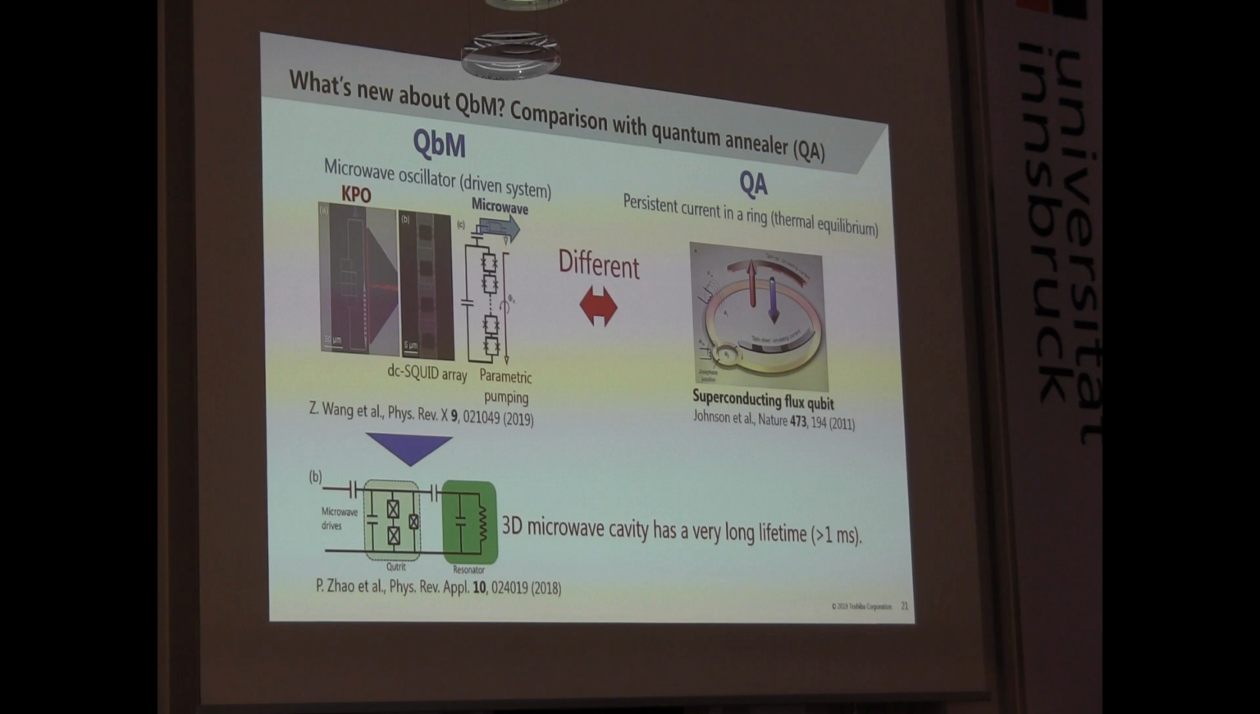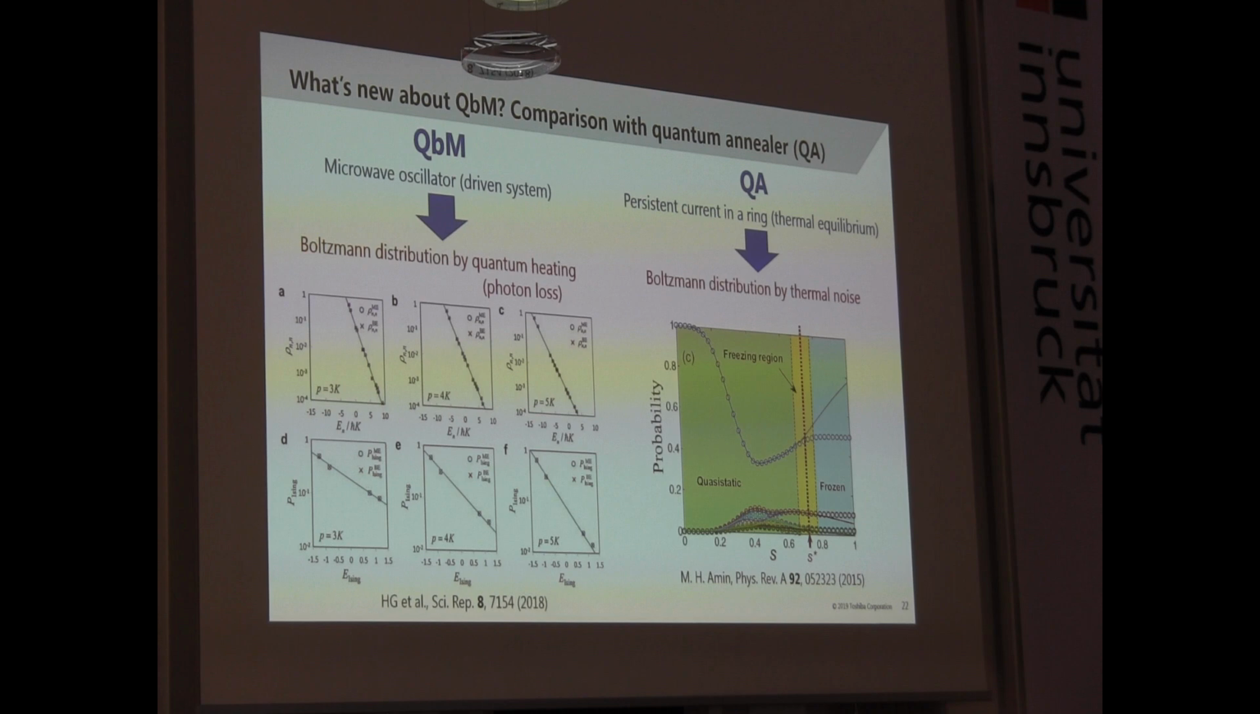Okay, the second difference is in noise. In the case of the quantum annealer, the dominant noise is thermal noise, and the state distribution becomes a Boltzmann distribution by the thermal noise. On the other hand, in QBM, the dominant noise comes from the photon loss, because this machine uses photons. But interestingly, I found in this paper that the state distribution again becomes Boltzmann-like because of the photon loss. I explained this result using the concept called quantum heating. I'd like to skip the details, but this indicates that dissipative QBM can be used for QBM.